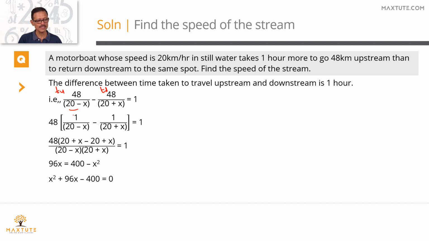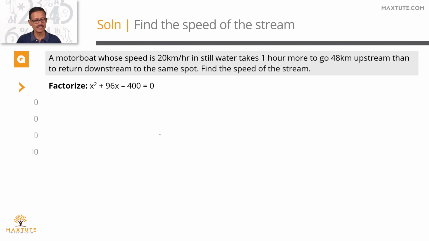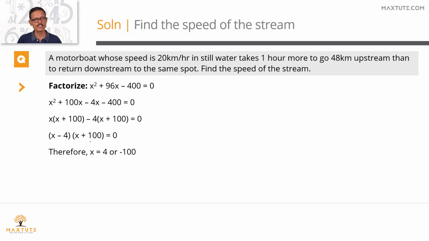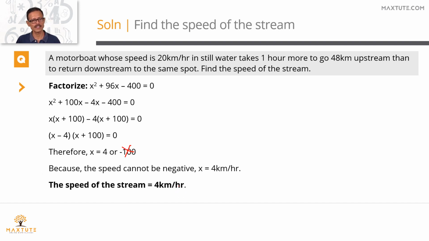Taken 48 as a common term. So it's going to be 1 by 20 minus x minus 1 by 20 plus x. This is equal to 1. So take 20 minus x into 20 plus x as a common denominator. This is what we have in the numerator. These two get cancelled to leave us with 48 into 2x, which is 96x. We have cross multiplied this term to get a 400 minus x square. So the quadratic equation that we have got is x square plus 96x minus 400, which factorizes as x plus 100 and x minus 4. So speed x is going to be either plus 4 or it's going to be minus 100. Speeds cannot be negative. So speed of the stream is equal to 4 kilometers per hour.